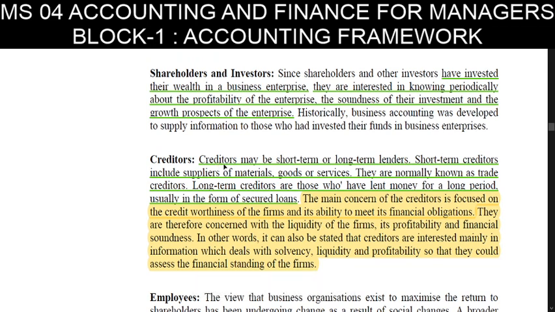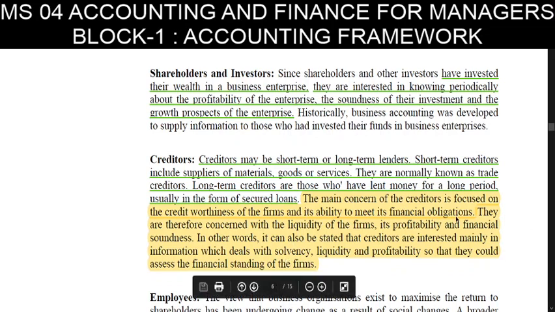Creditors simply means those who have lent money to the organization, to the business. Creditors may be short-term or long-term lenders. Short-term creditors include suppliers of materials, goods or services. Means short-term like 1 month, 2 months, 3 months. These are all short-term creditors. They are normally known as trade creditors. Long-term creditors are those who have lent money for a long period of time in the form of secured loans like commercial papers, bonds. They are debt providers to the company.